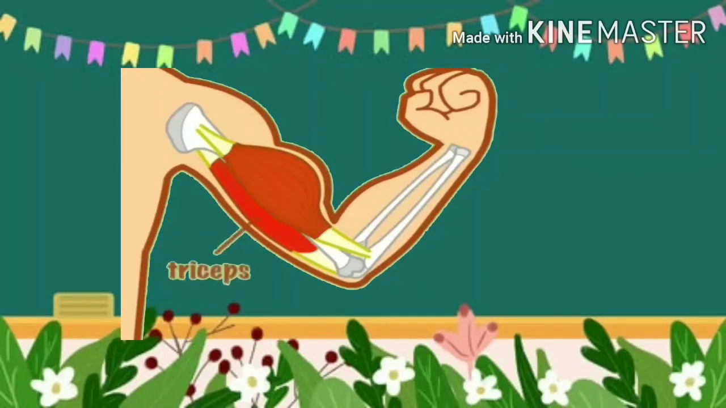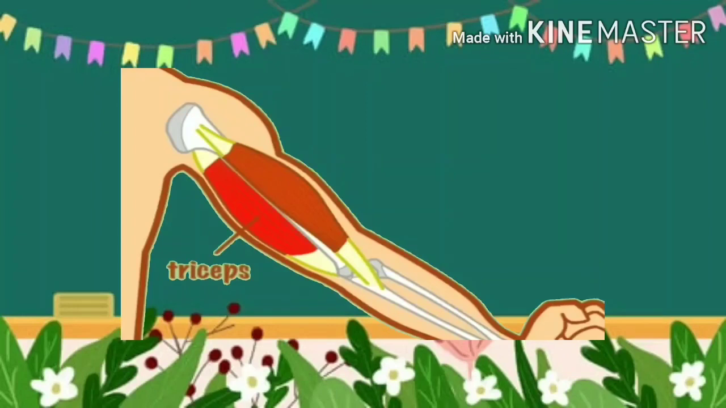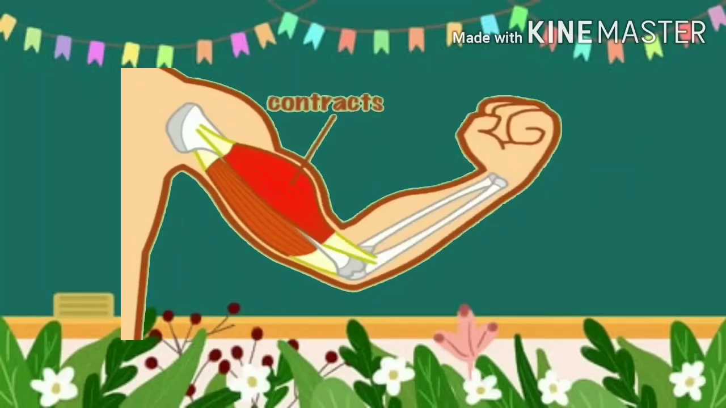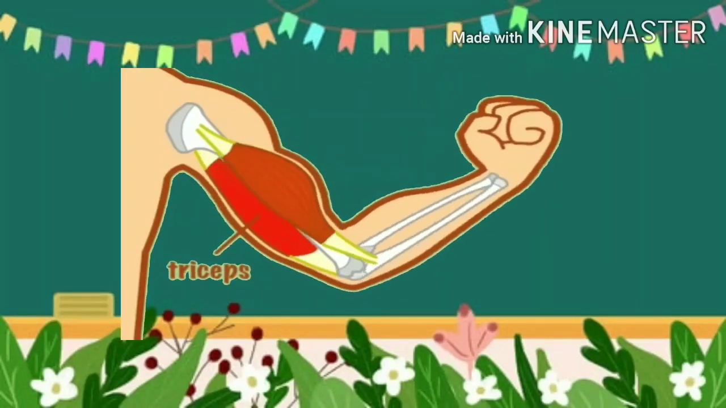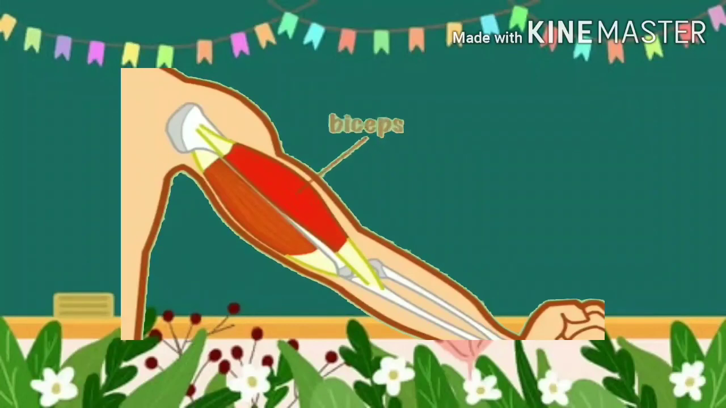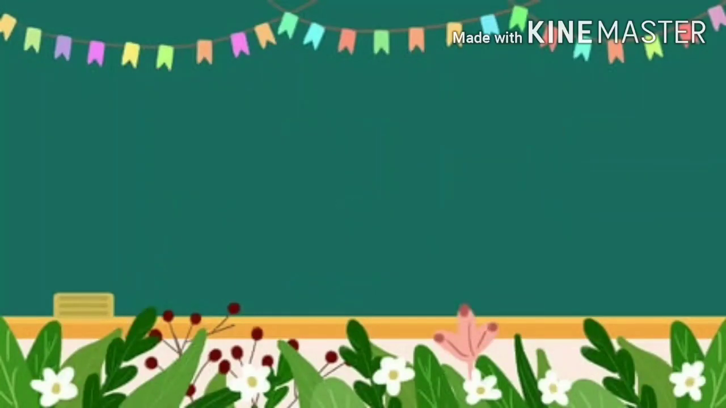Contracted biceps bulge out and you can feel it by your hands. So children, we studied that the rhythmic contraction and relaxation of muscles helps in all kinds of movements.